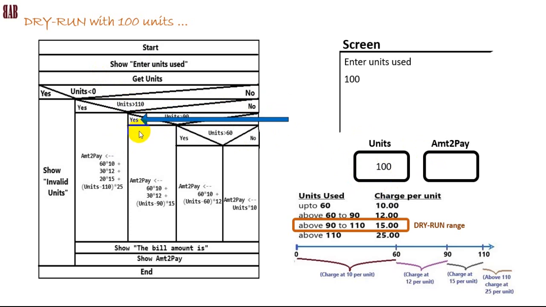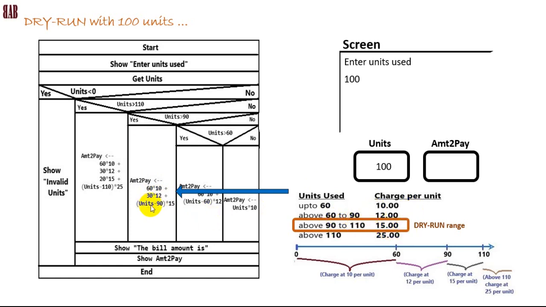So as you can see, earlier we went through this side. When you come to the greater than 90 side, our calculation happens here, where the first 60 we calculated at 10, the balance 30, that is 60 to 90 is the balance 30, we calculated at 12, and the additional we have to calculate at 15.